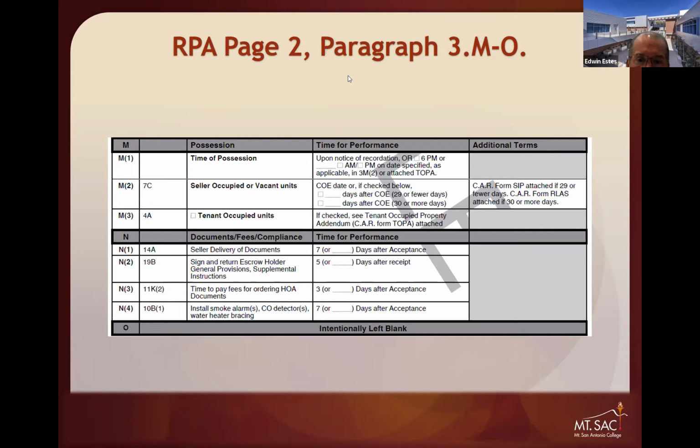Is the TOPA replacing the TIP? Kind of, sort of, okay? But it's also replacing language that's in the current agreement, because the current agreement says that the seller will have the tenant removed 5 days prior to close. So it's actually doing both, kind of, okay? All right, so moving on.